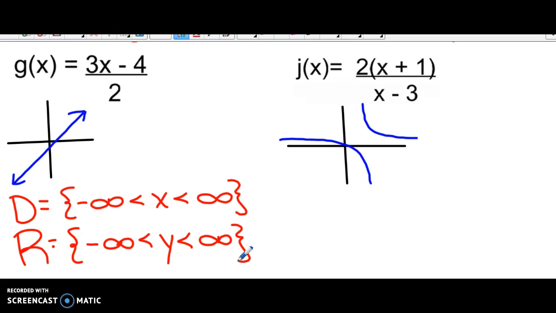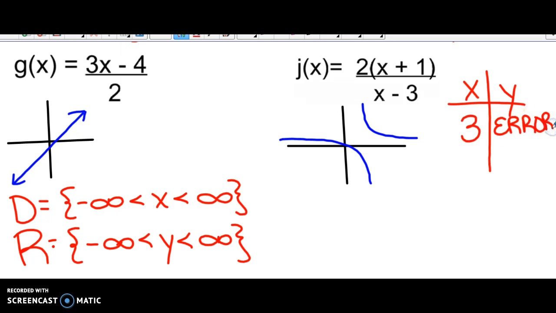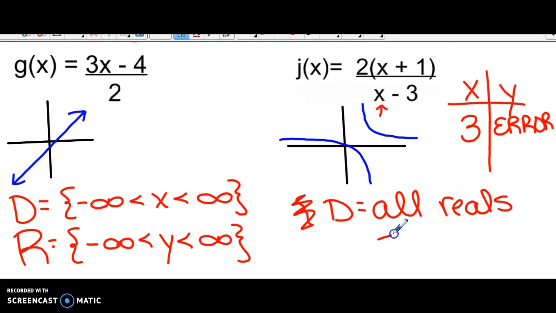The only number that it does not allow to be when you're looking at your table is probably 3. Okay, and the reason it's not allowed to be 3 is because if you put a 3 in for x, you're going to get 0 in the denominator. You can't have that. So basically your domain, let's say all reals except 3. We'll get a little more technical about that when you get to math analysis.